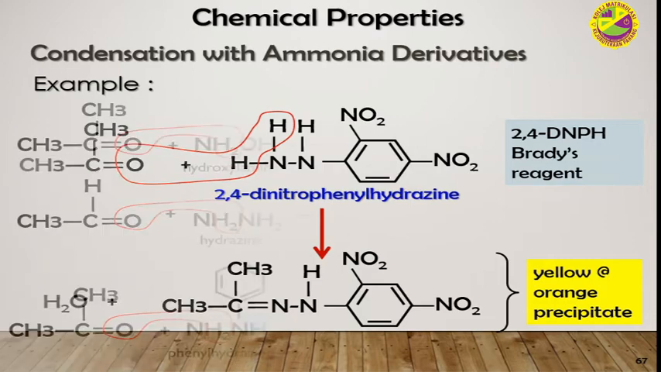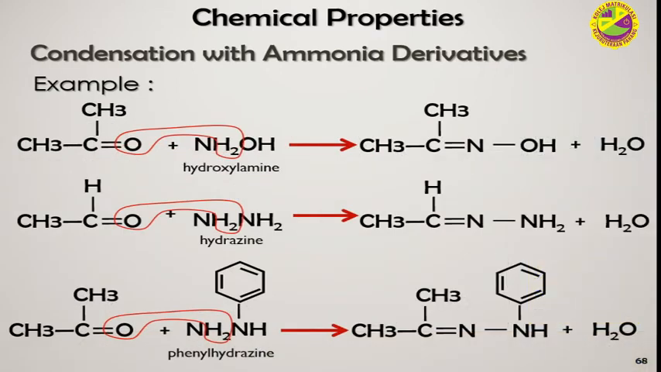The following example shows the reaction of carbonyl compound with hydroxylamine, hydrazine and phenylhydrazine. We can see here the oxygen from the carbonyl compound and 2 hydrogens from the ammonia derivatives are eliminated as water. The carbon from the carbonyl compound is now double bonded to the nitrogen of the ammonia derivatives.